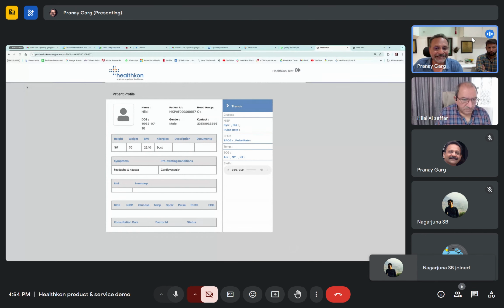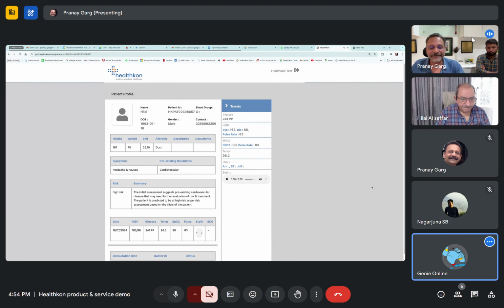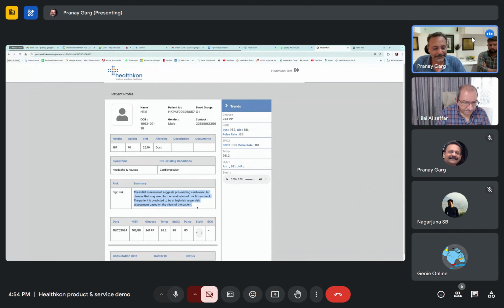Now, since the data has been uploaded, I will refresh this. Once I refresh this, you will find the natural language processing, one is the risk stratification. He has been high risk, and this is the NLP summarization of the patient, which the doctor will be very interested in. It says the initial assessment suggests pre-existing cardiovascular disease that may need further evaluation and treatment. The patient is predicted to be at high risk.